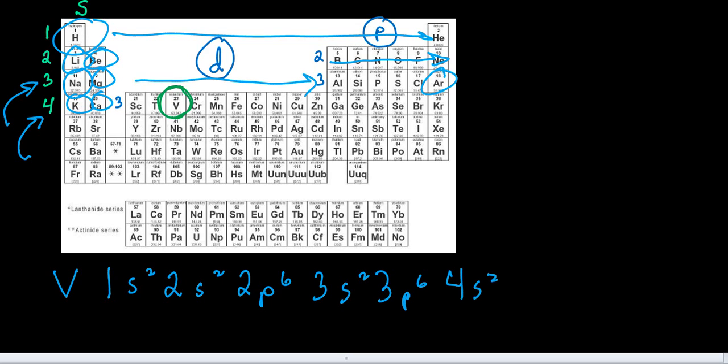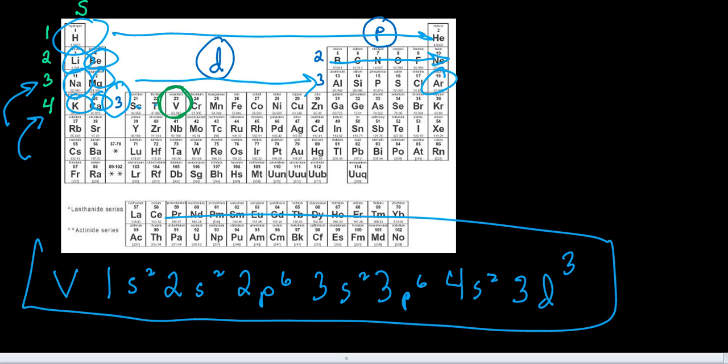But now the pattern is such that when we get to the D sublevel, we're back at energy level 3. So as we go to vanadium, we have 3d. We're 1, 2, 3 columns over, so it would be 3d3. This would be the longhand electron configuration for vanadium.